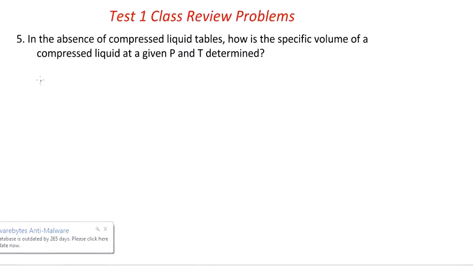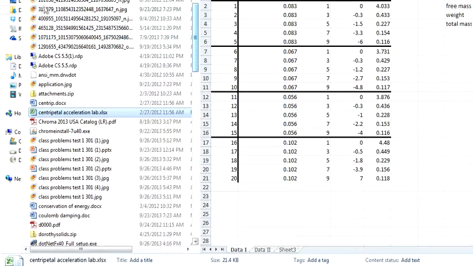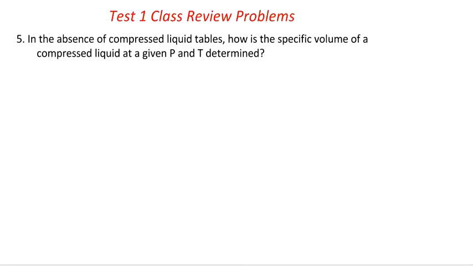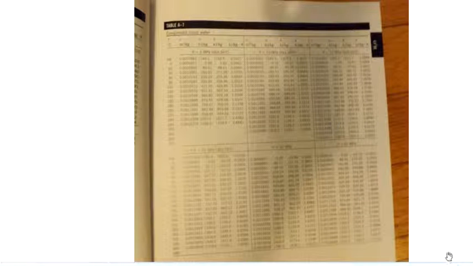Alright, so in the absence of compressed liquid tables, how is the specific volume of a compressed liquid at a given P and T determined? The main issue is that your P is going to be tiny. Look at the values on here. The smallest possible value for pressure is 5 megapascals. Everything we've worked with so far has really been kilopascals.